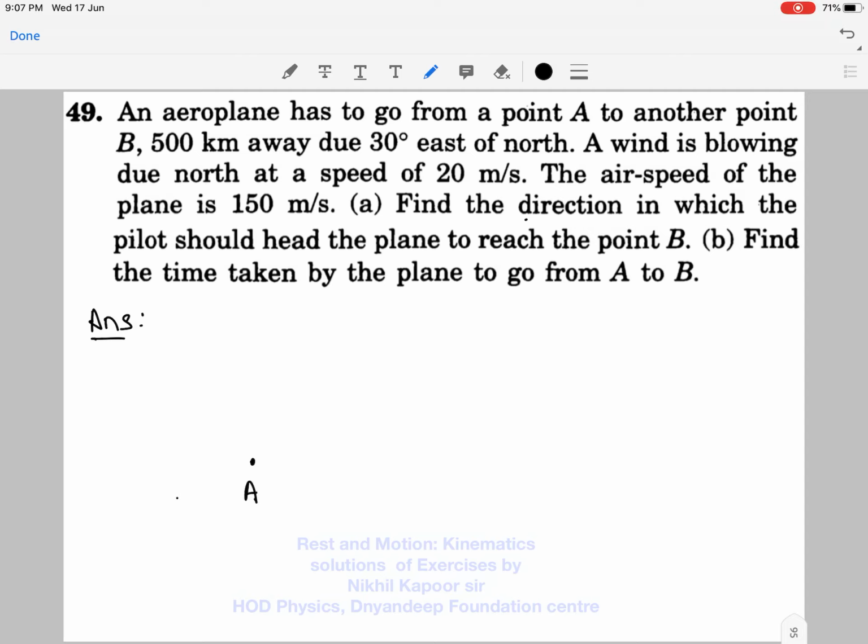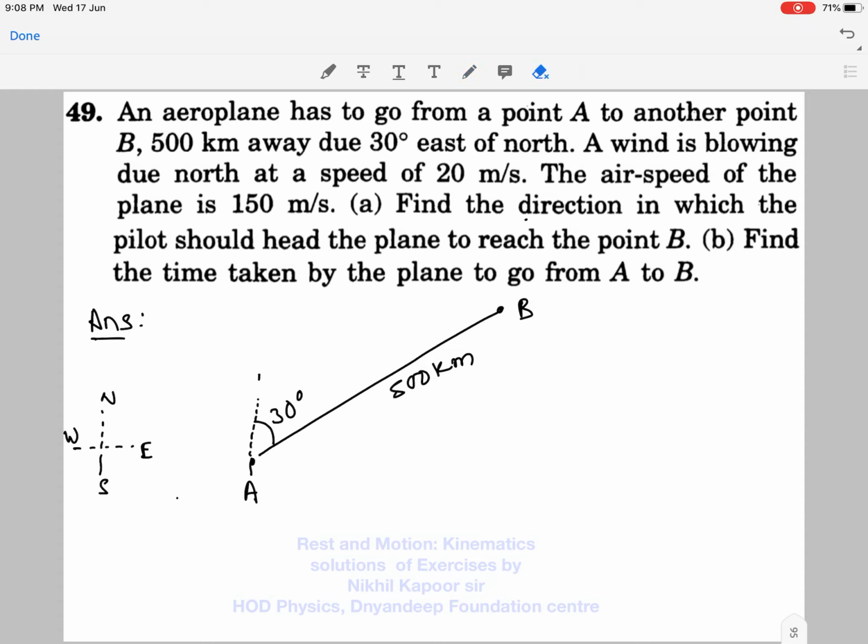So let us say this is point A and the point B is 500 kilometer away, making an angle with north 30 degree. So I have taken this as a reference. This is east, this is west, this is north, and this is south. Okay, and it is said that the wind is blowing due north.